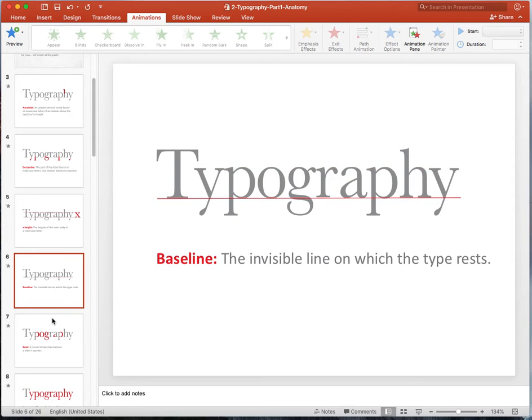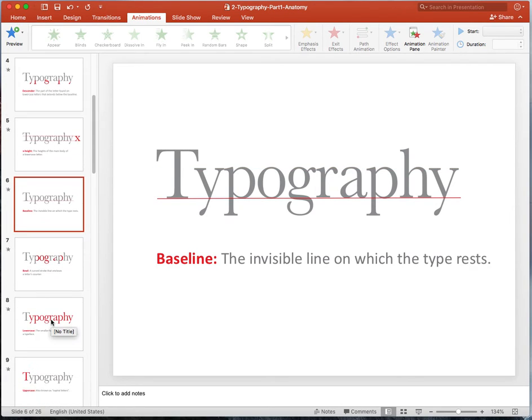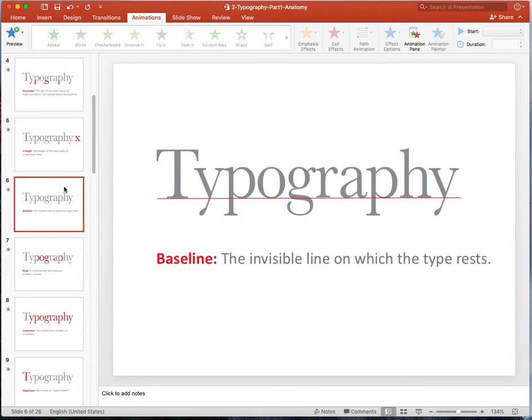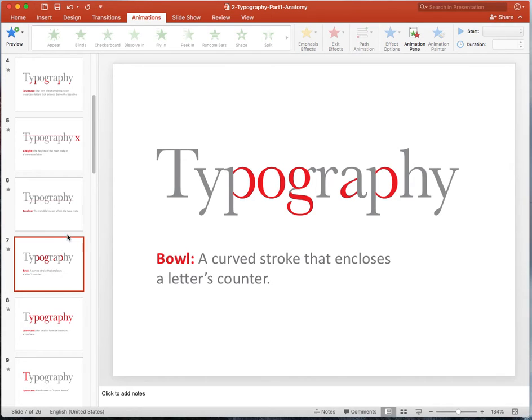Here we go. Talking about baseline, lined up. This is your baseline. X height, baseline. Everything sits on the baseline. And you can see I did something here. The R here is actually up a little bit too high, so that really needs to be adjusted, okay? Bowl. Bowl is the curved stroke that encloses a letter's counter, okay?